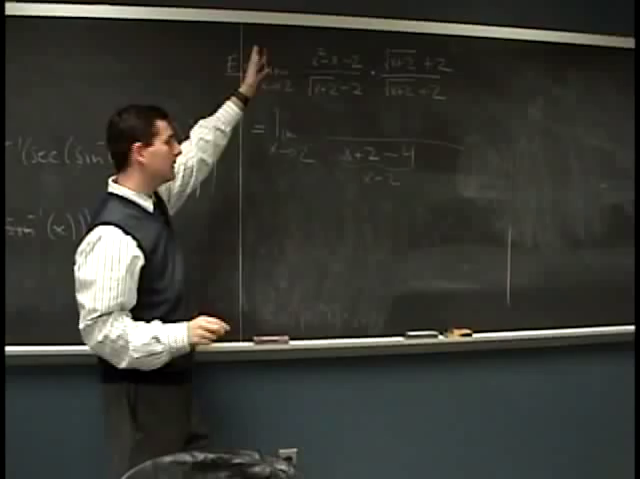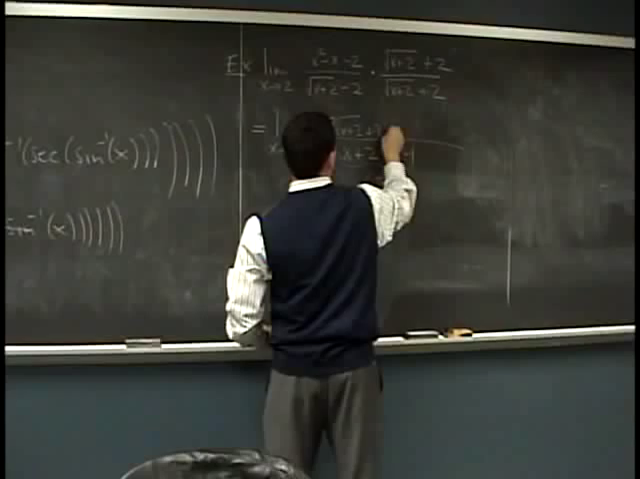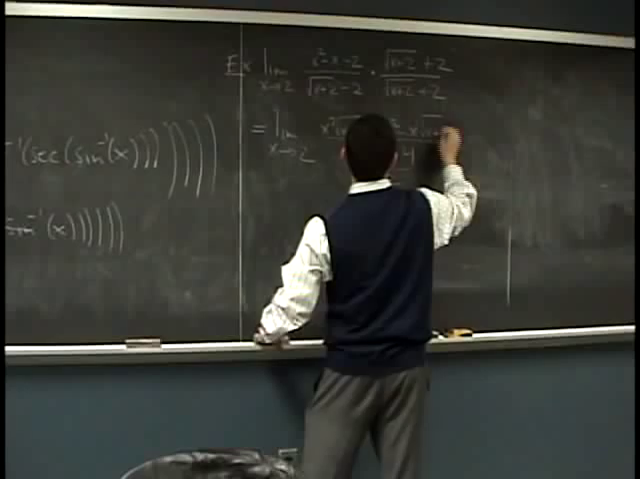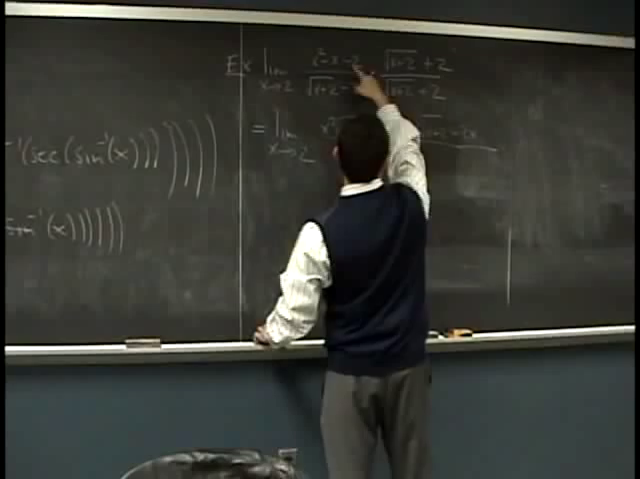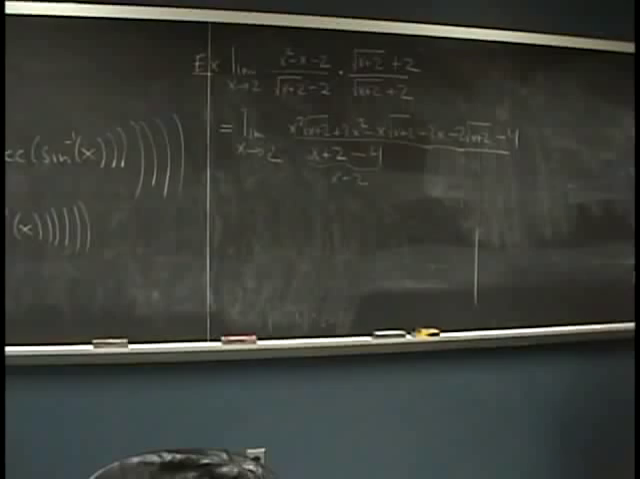Let's just see. You get x squared times the square root of x plus 2. Then we get 2x squared. And then we have minus x times the square root of x plus 2. And then we have minus 2x, and then we have minus 2 square root of x plus 2, and we have minus 4. Oh dear. Okay, I'm not encouraged.